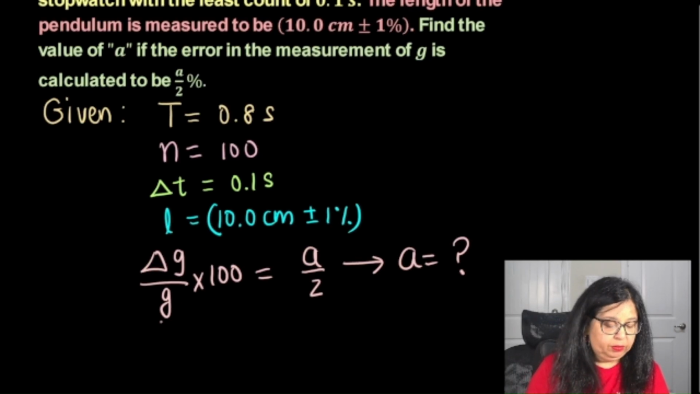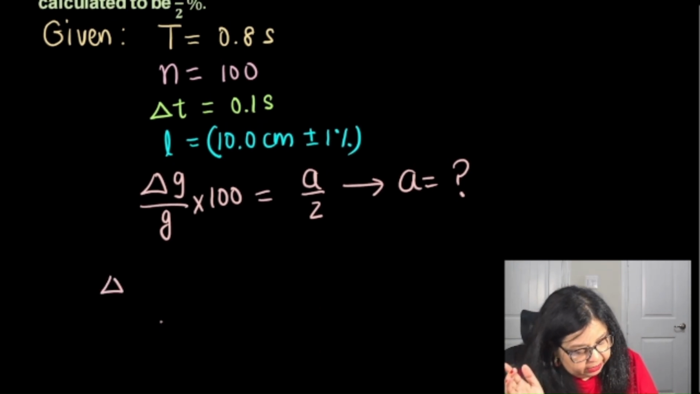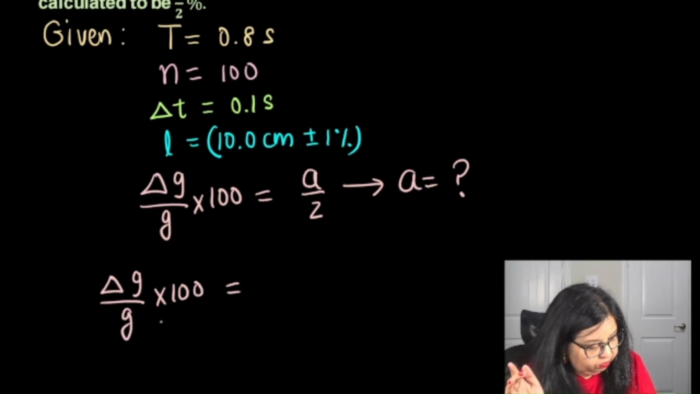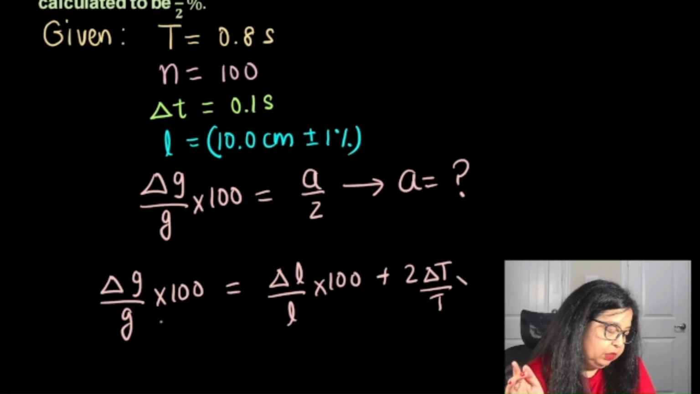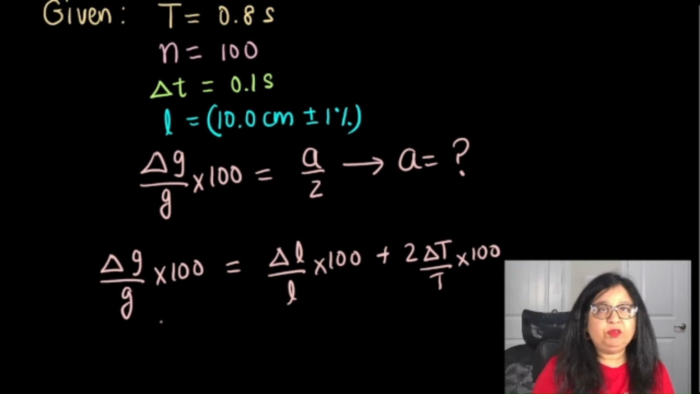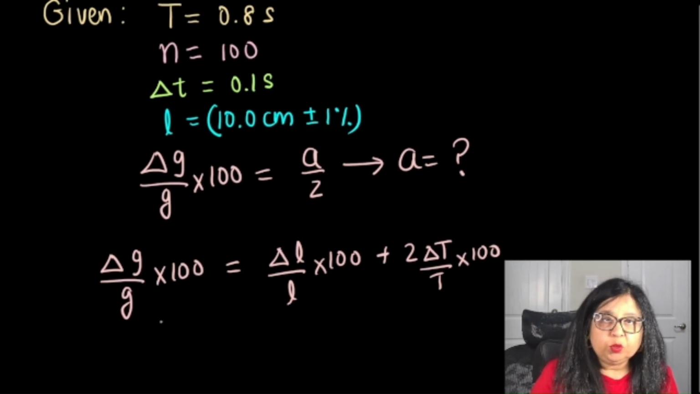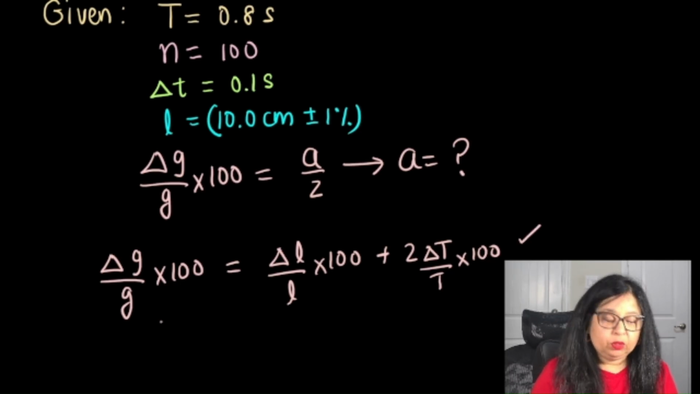That's our question. Now, we do know that delta g over g times 100 is equal to delta L over L times 100 plus 2 times delta T over T times 100. Now, how did I get this equation? If you do not know, please watch problem number 1 that we solved in this lecture. There, we looked at how to get this equation.